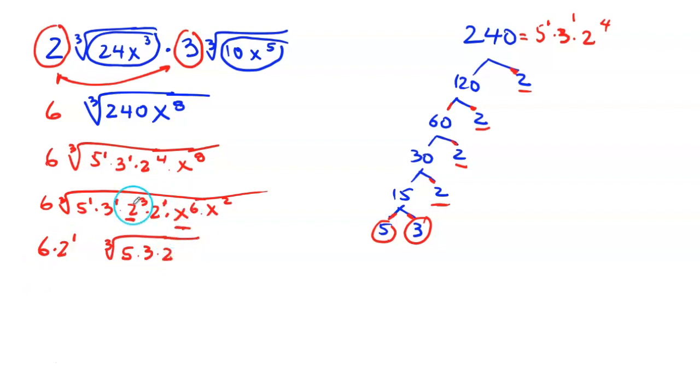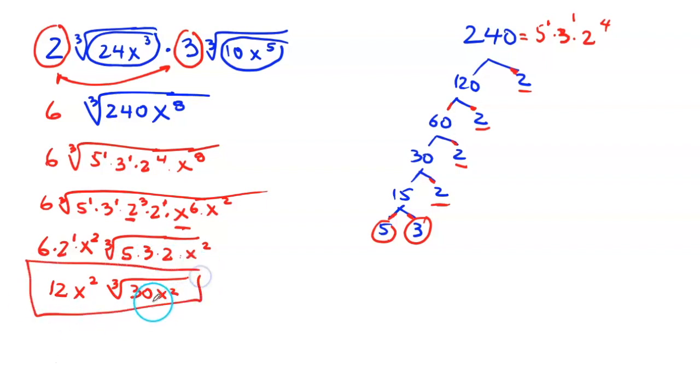X to the 6. 6 divided by 3 is 2. It came out. X to the second. Is x squared coming out? No, I have 2 and I need 3. That goes back in. So as soon as I take whatever I can out of the radical, the outsides will multiply, the insides will multiply. 6 times 2, 12, x squared. Cube root of 5 times 3 is 15, times 2 is 30, x squared. And this is your final answer. Okay? So as we can see, hopefully you understand by now how we break those numbers and those groups come out.